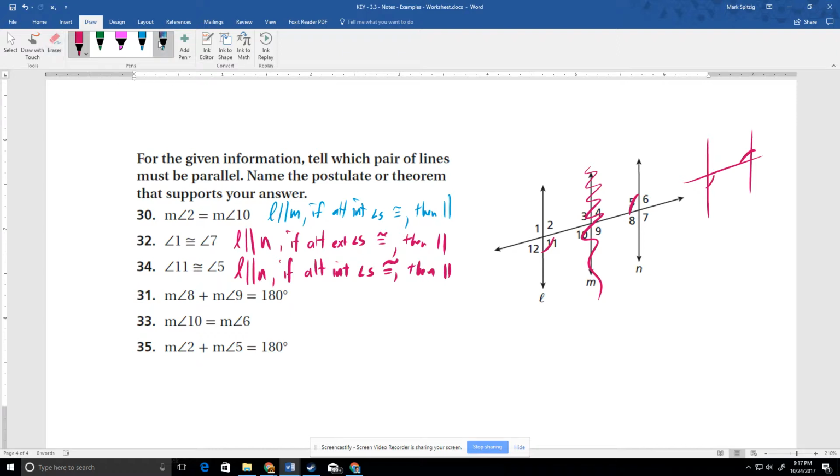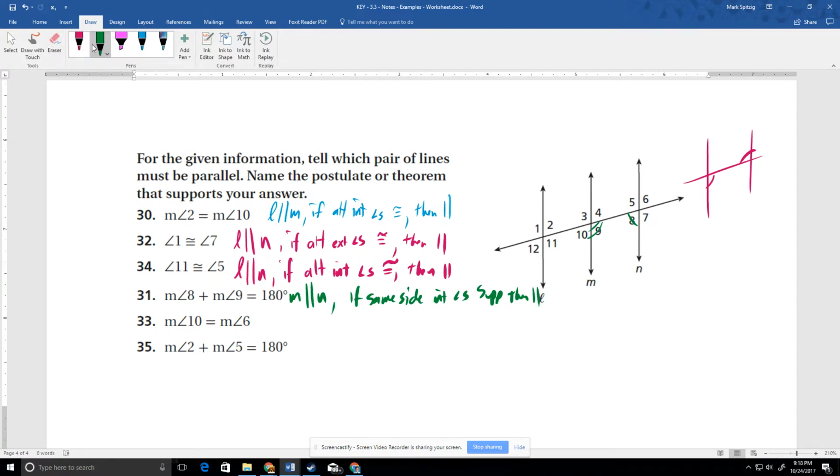And then 8 and 9. Well, let's get rid of all this. So if I'm looking at 8 and 9, let's use green. 8 and 9 are here. It's saying if they're supplementary, then we know that M is parallel to N. Those are the lines that they're involved with. So if same side interior angles are supplementary, then the lines are parallel.